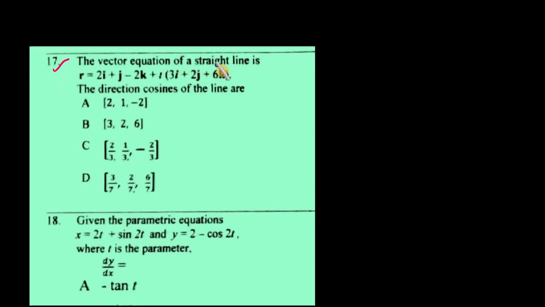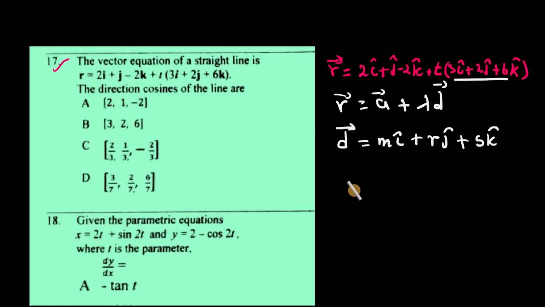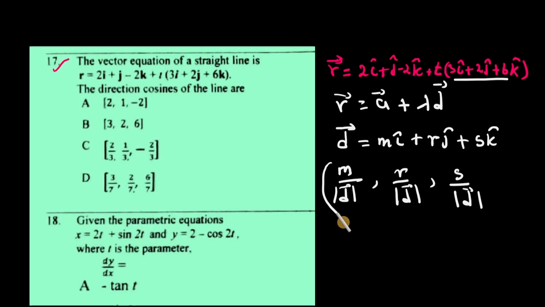Number 17. The vector equation of a straight line is r equals 2i plus j minus 2k plus t times (3i plus 2j plus 6k). The direction cosines of the line are a, b, c, or d. The vector equation of a line, say r, is always of the form a plus lambda d, where a is the position vector, lambda is a scalar, and d is a direction vector. So comparing this equation with this formula, the direction vector is this one. If the direction vector is mi plus rj plus sk, then the direction cosines are given by the formula m over mod d, r over mod d, s over mod d.